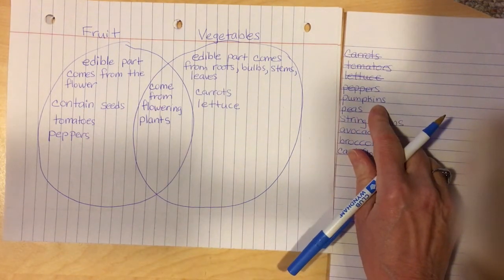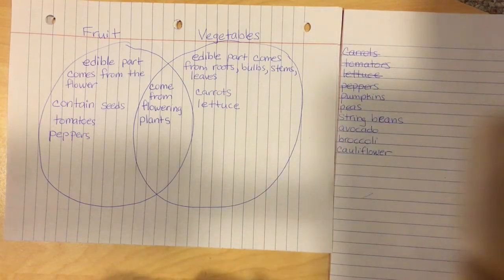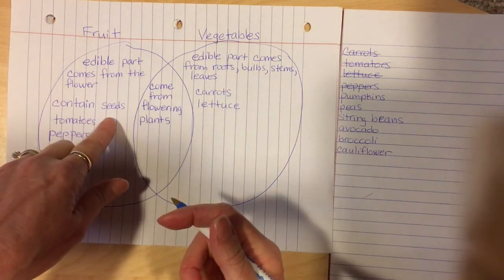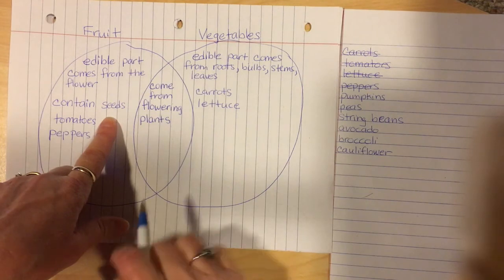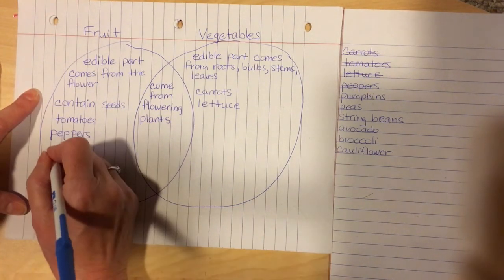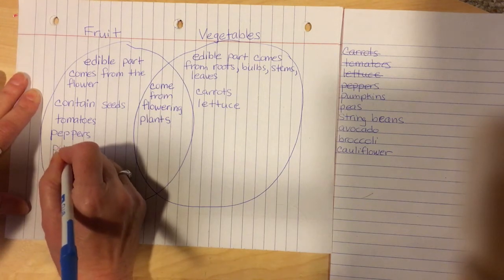Pumpkins. Now when I make a jack-o'-lantern at Halloween and I cut open the pumpkin, I have to scoop out the seeds. So I know a pumpkin is actually a fruit. I'm going to put it here with fruit. Where did you put it?